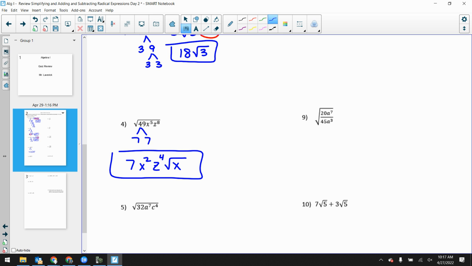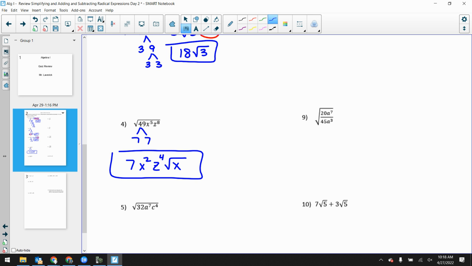And that's my answer. How does z to the 4th come out? Because there's z to the 8th, right? What's 8 divided by 2? 4. Z to the 4th. So how did you get x squared? It's from 5x. Because I take 5 divided by 2, I get 2 and a half. 2 and 1 remainder. So that's why one stayed inside the radical.